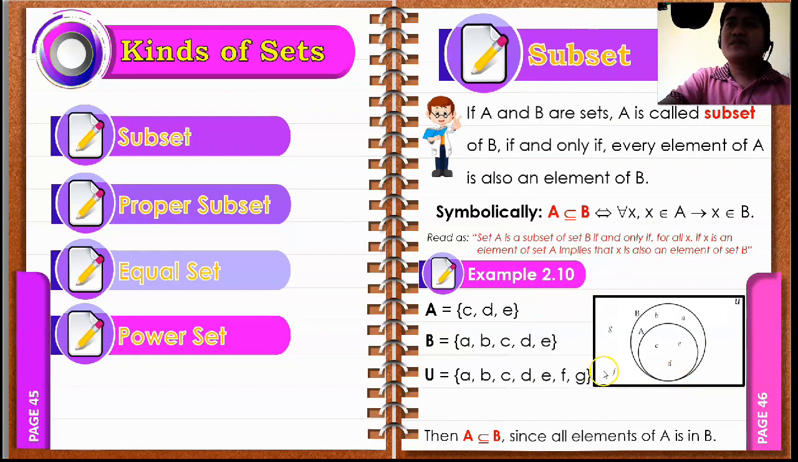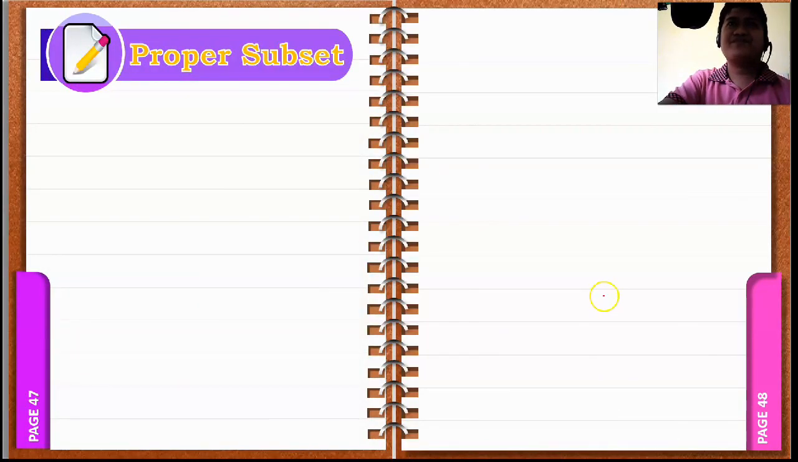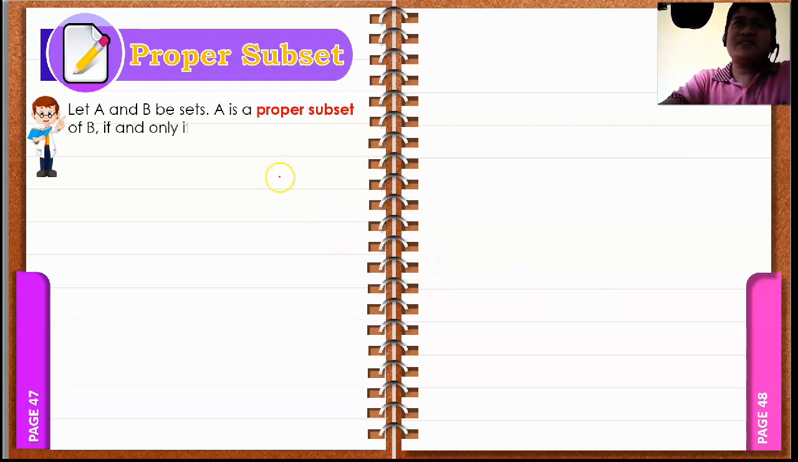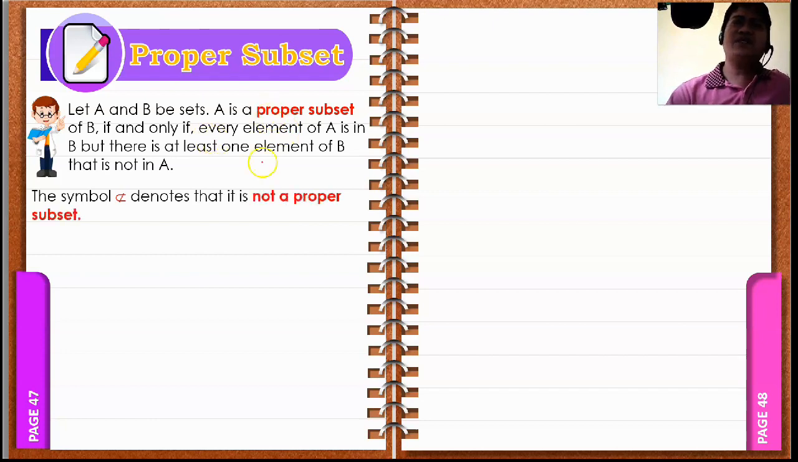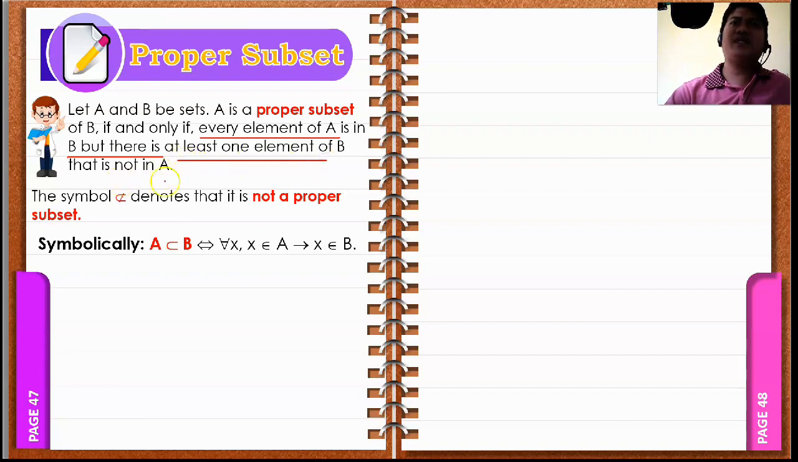Okay? Another one, we have the proper subset. Let A and B be sets. A is a proper subset of B if and only if every element of A is in B, and there is at least one element in B that is not in A. So in this case, we call that a proper subset. The symbol denotes not a proper subset, and this one stands for a proper subset.